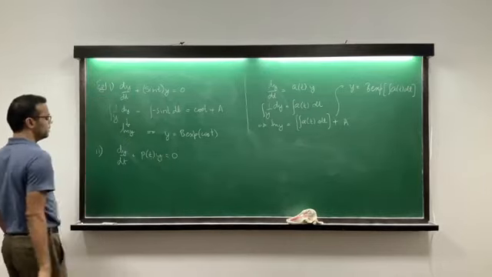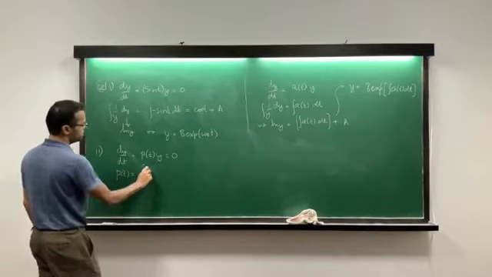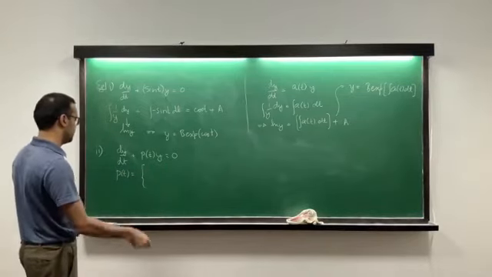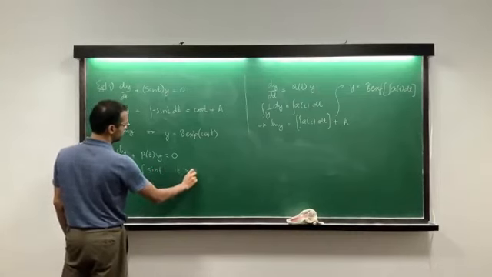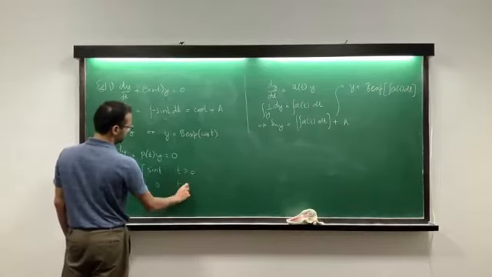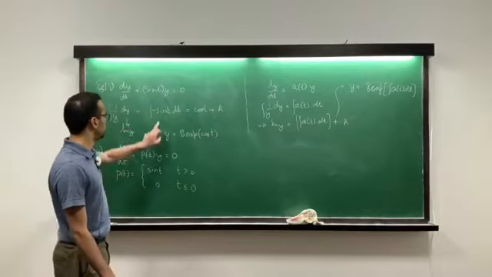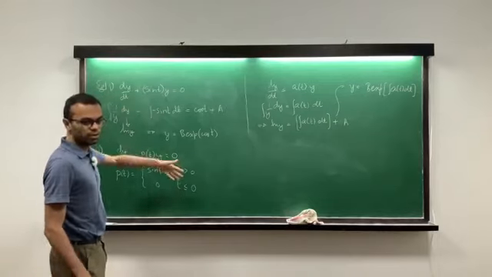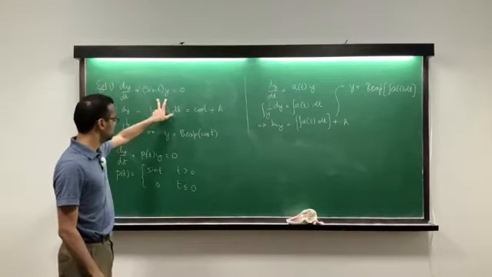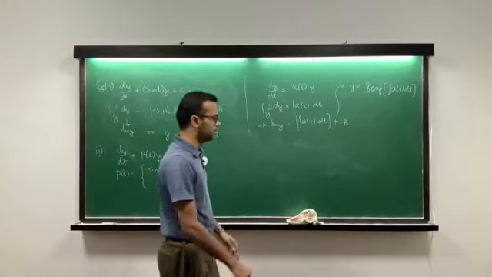Okay, same thing. Now I'm going to say p of t is let's say sin t if t is greater than 0, and it's 0 if t is less than or equal to 0. Okay, so I have p of t is the same as this. So for positive t, t is the independent variable. For positive t, this equation is the same as this. For negative t, it's dy by dt is equal to 0. Okay, so now what happens?